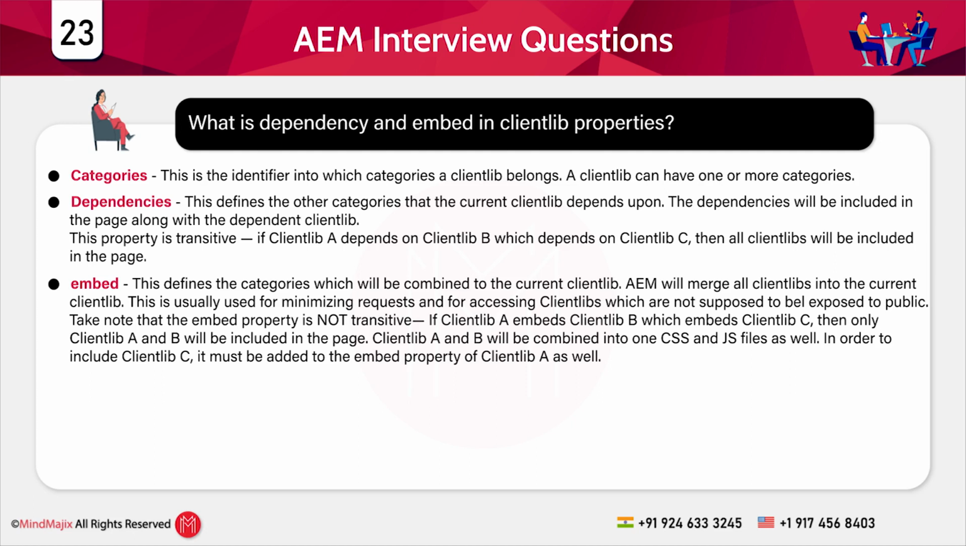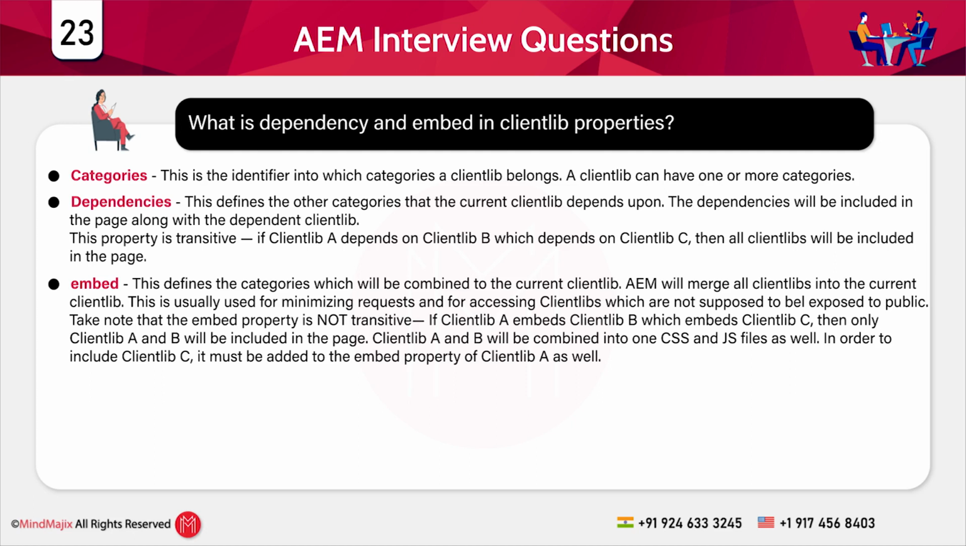The property is transitive, if you know the transitive property in maths, right? Similarly, if client lib A depends upon client lib B, which depends upon client lib C, then all the client libs will be included in the page.